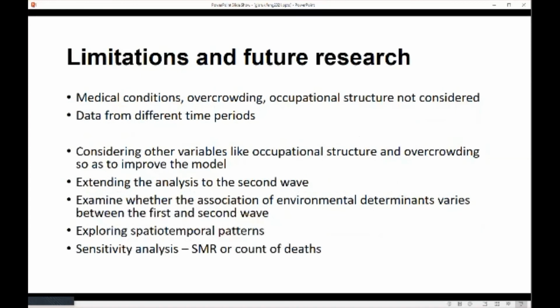The limitations of the data come from different time periods. We haven't included medical conditions, for example, overcrowding or occupation structure. So in future, we will consider these variables and also maybe extend the analysis to the second wave, and also maybe do some sensitivity analysis, use count of deaths, and also transfer the rates into SMR.